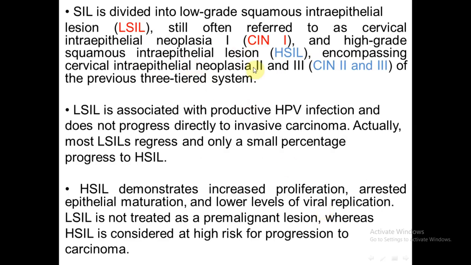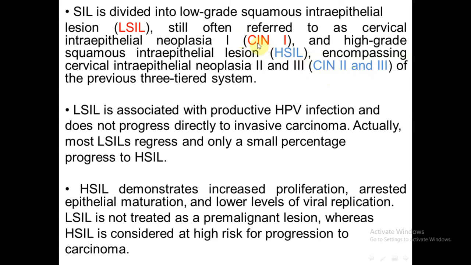The most important of the squamous intraepithelial lesions are low-grade squamous intraepithelial lesion, which is L cell, and high-grade squamous intraepithelial lesion, which is H cell. The low grade is equal to CIN1, cervical intraepithelial neoplasia grade 1. H cell involves CIN2 and CIN3. CIN2 and CIN3 are high-grade cervical intraepithelial neoplasia.